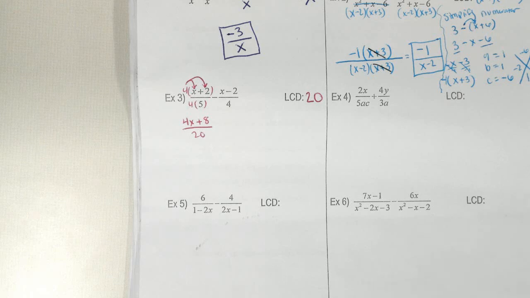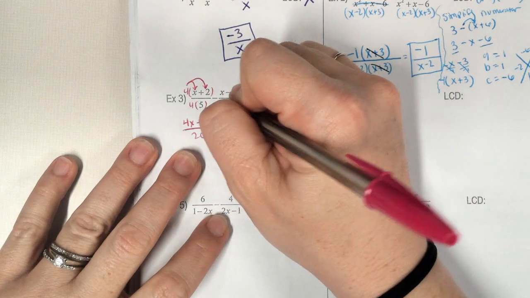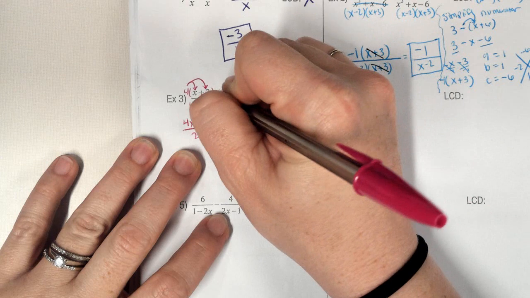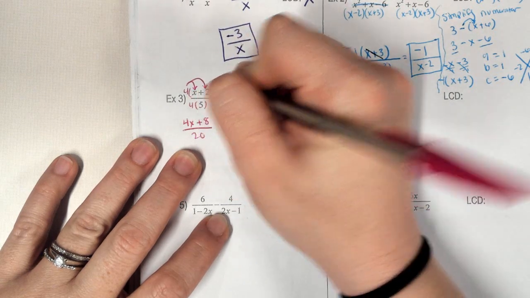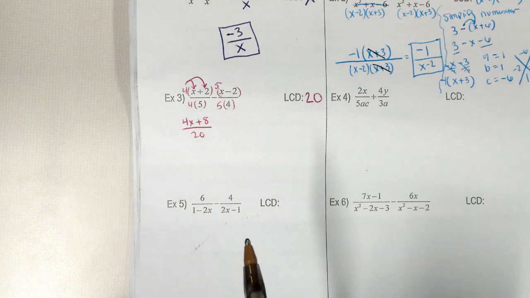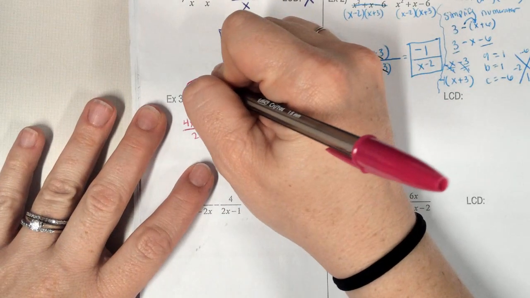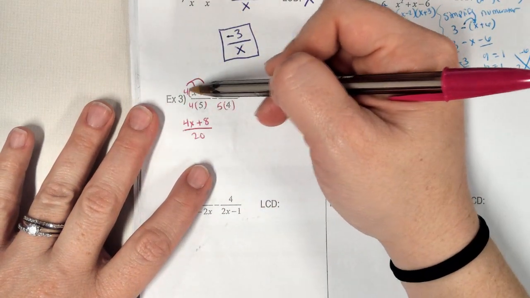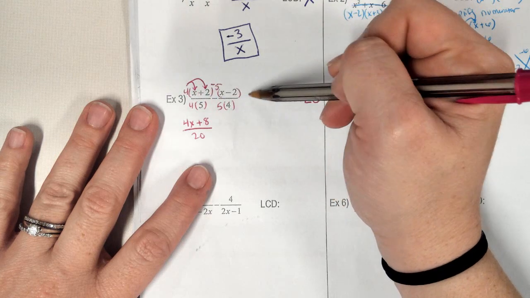How do I turn a 4 into 20? Times 5. Now, one thing I want you to realize is what sign is in the middle? A minus. So I'm going to bring that minus up here because this is like saying 4 times x plus 2 minus 5 times x minus 2, right?